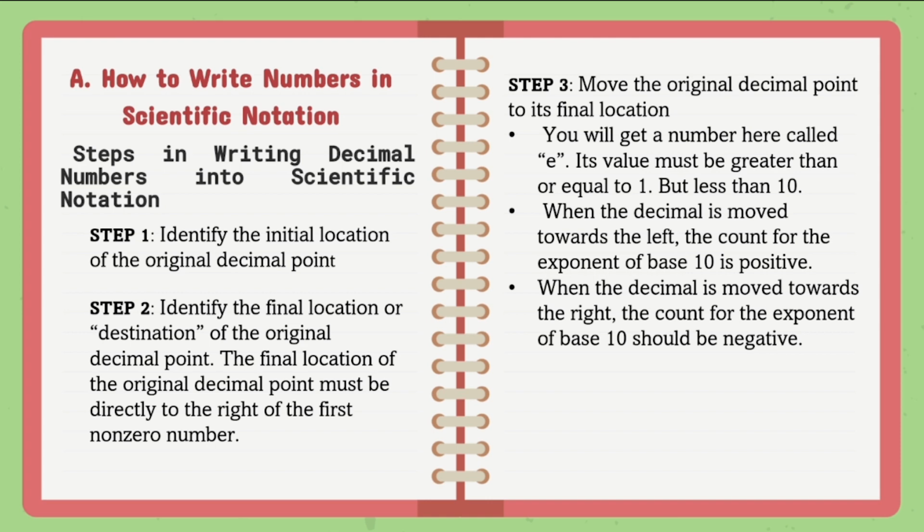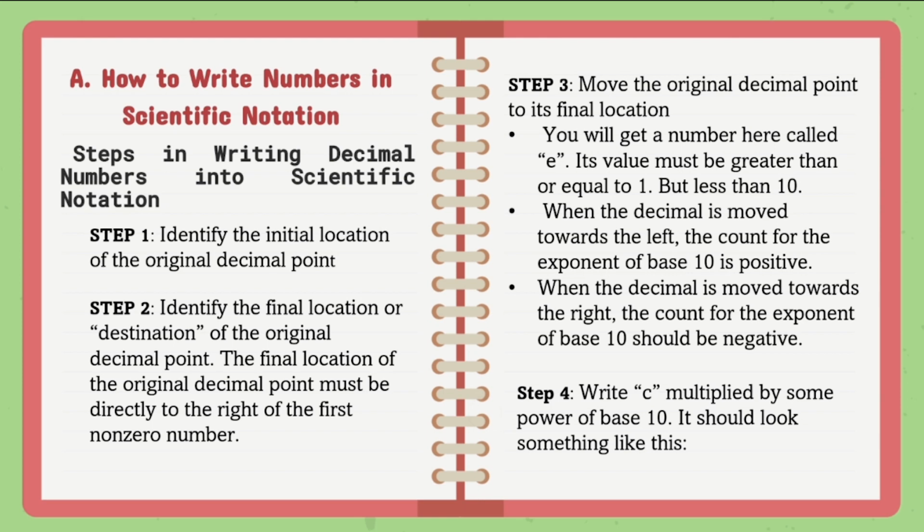When the decimal is moved towards the left, the count for the exponent of base 10 is positive. When the decimal is moved towards the right, the count for the exponent of base 10 should be negative. And the last step, write C multiplied by some power of base 10. It should look something like this: C times 10 raised to n.